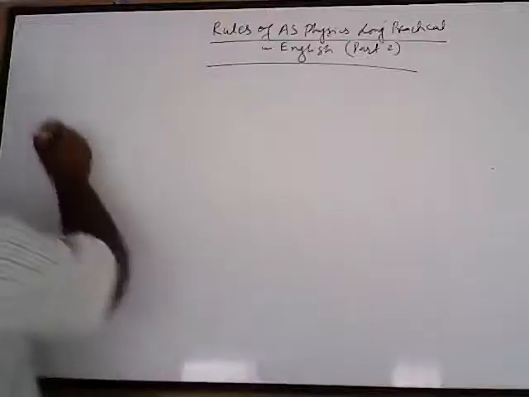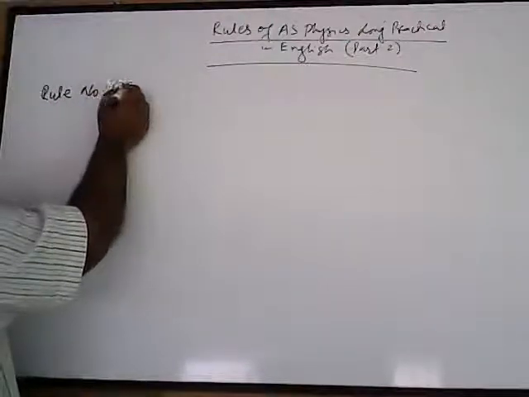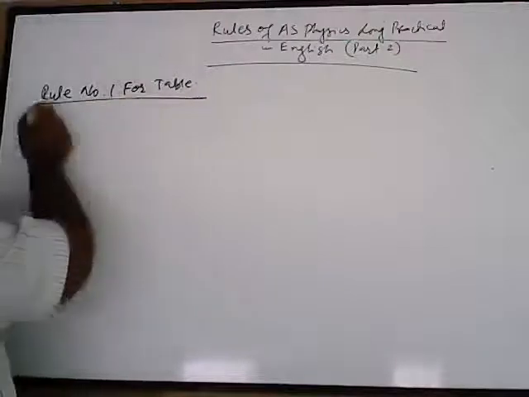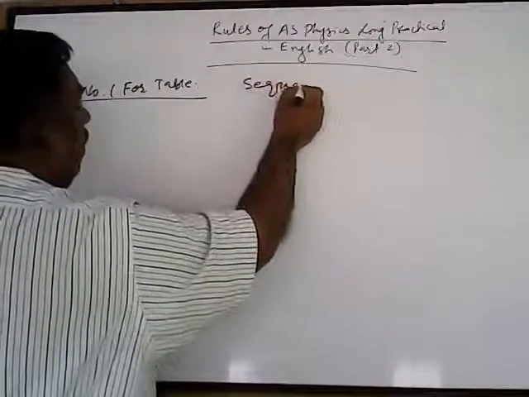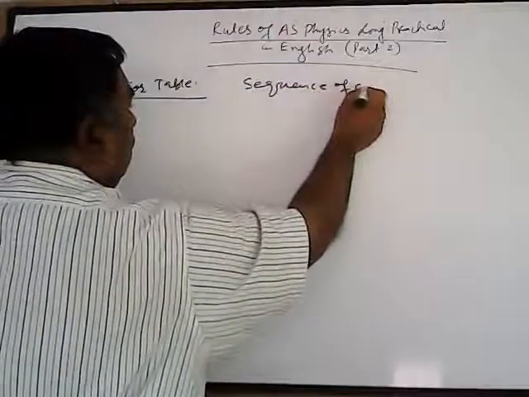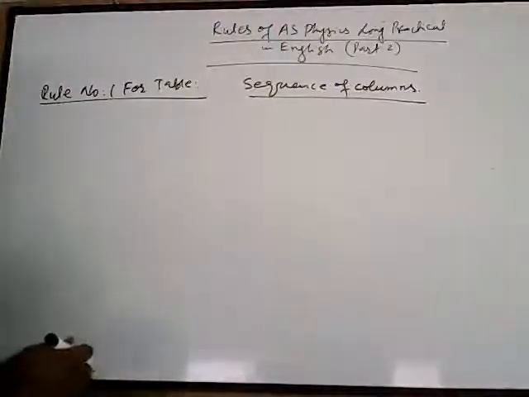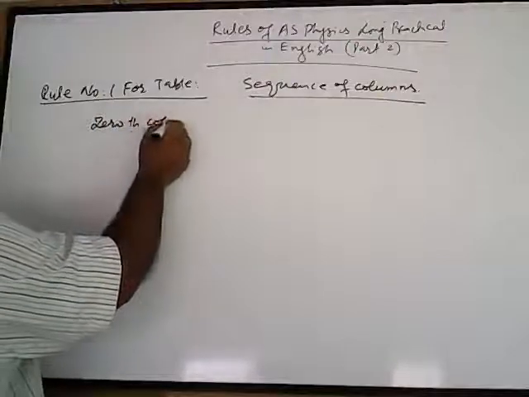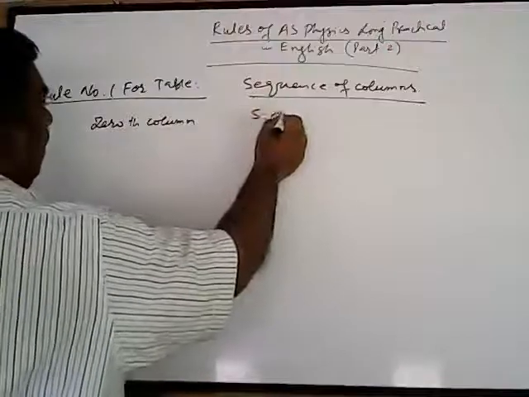This is rule number 1 for table. This rule is what should be the sequence of columns. Actually, the first column is not counted. We call it zeroth column. Zeroth column, that's what we denote by serial number.